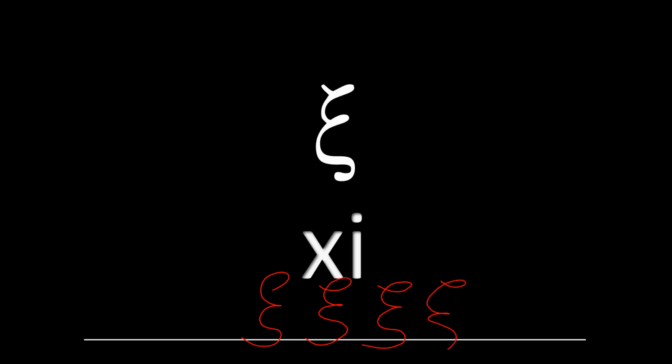Xi. Then Omicron. Omicron is the short O. It looks just like an O, so you won't have any trouble with this. How do you think you write it? Well, how about just an O?